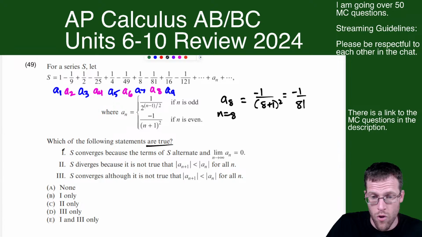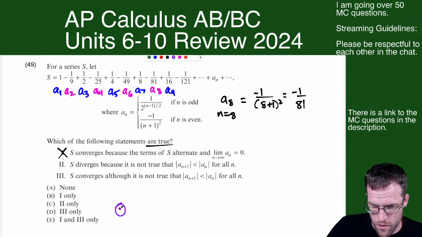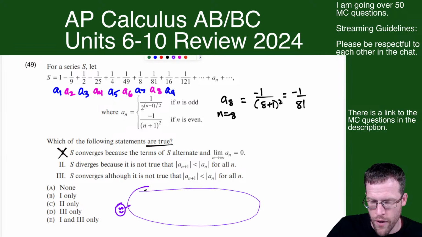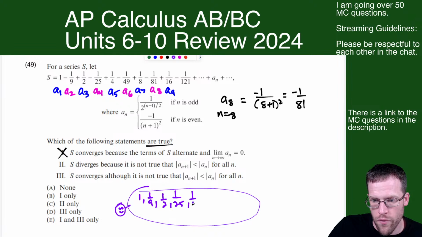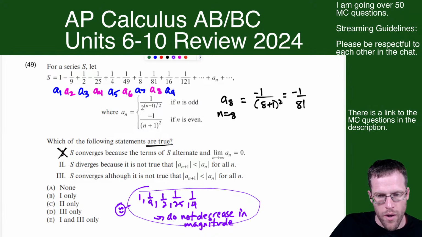This is almost correct, but not quite. The problem here is that if I look at the magnitude, Roman numeral 1, if I look at the absolute value of all of the terms, I'm looking at 1, 1/9, 1/2, 1 over 25, 1 over 4. These do not decrease in magnitude. So I cannot use the alternating series test for convergence. So I can't say they converge because S alternates and the limit of the nth term is 0. That does not work. Remember, it's 2 conditions: the limit of the nth term goes to 0 and the terms are decreasing in magnitude.